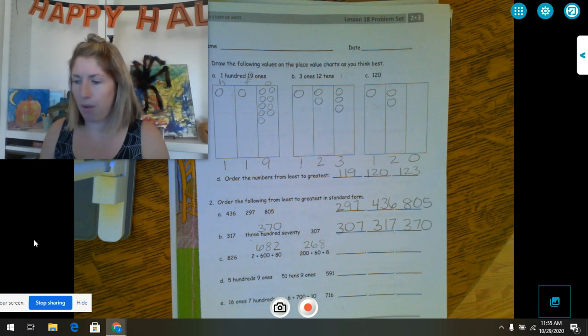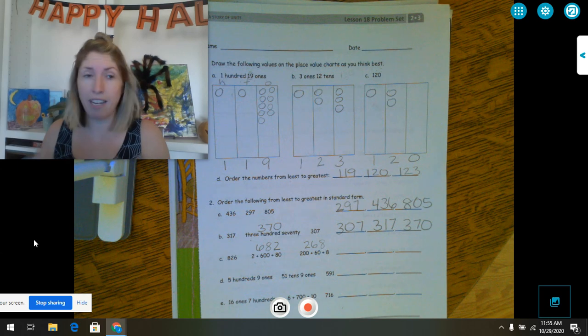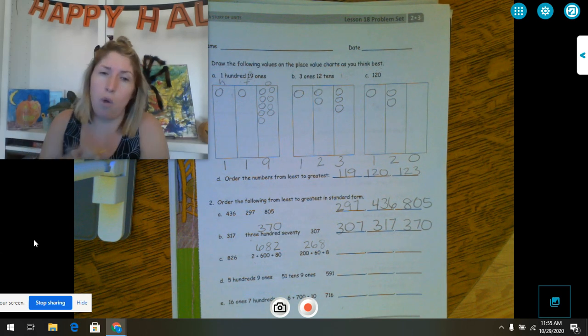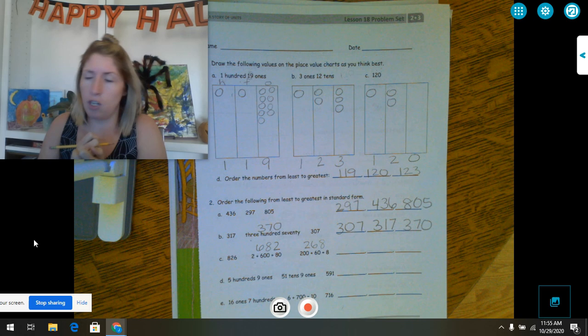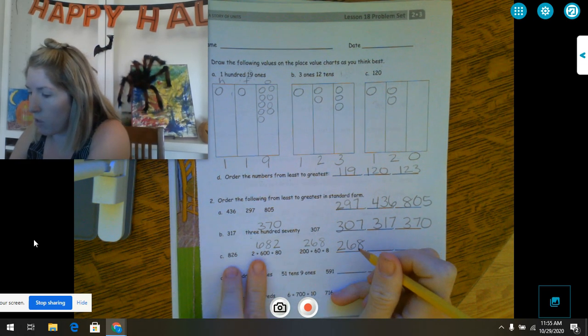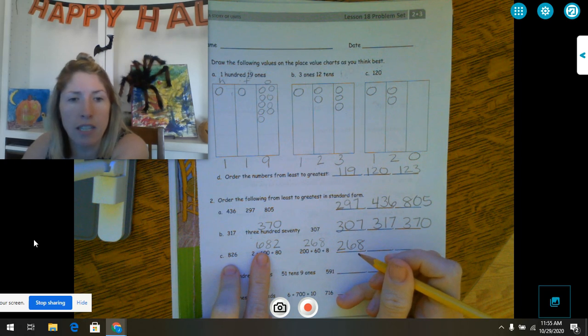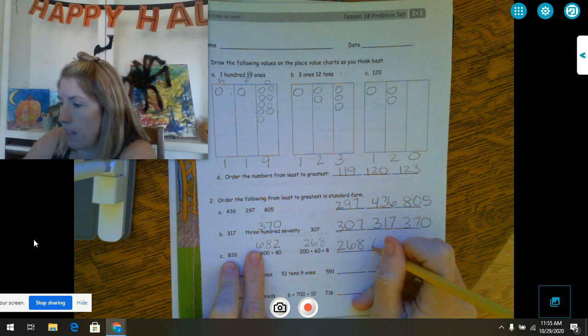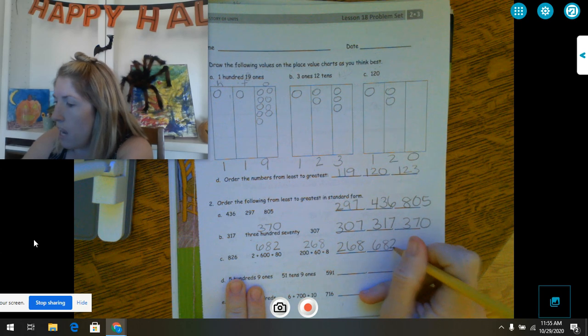Okay, that one's an easy one to order from least to greatest. We can just look at the hundreds place. So which of those has the smallest number in the hundreds place? 268. Okay, and which of these is smaller in the hundreds, 8 or 6? Definitely the 682. And last we have 826.